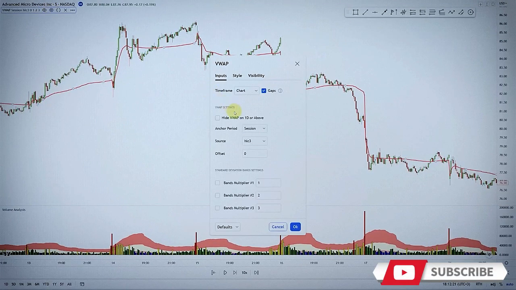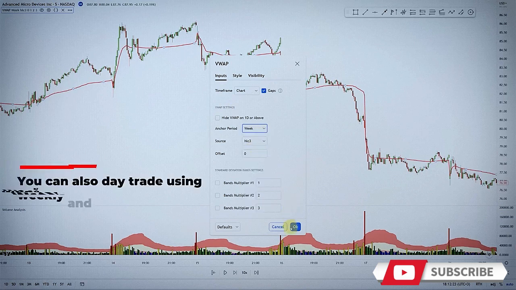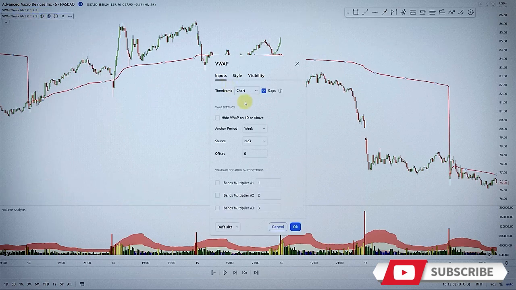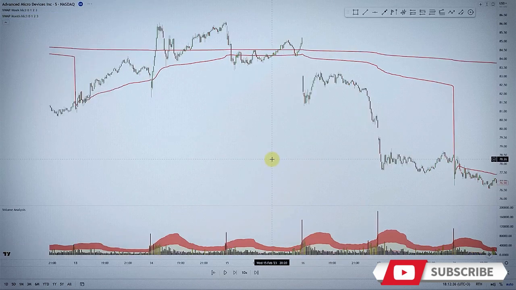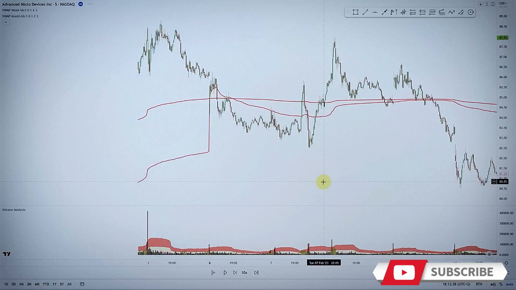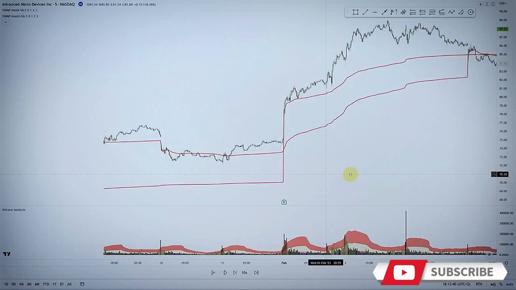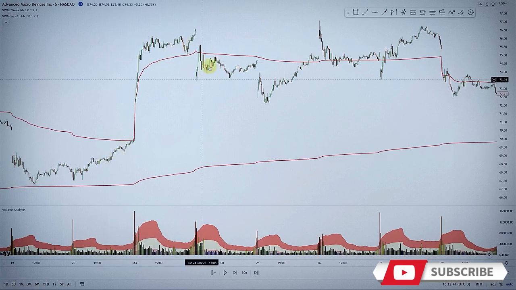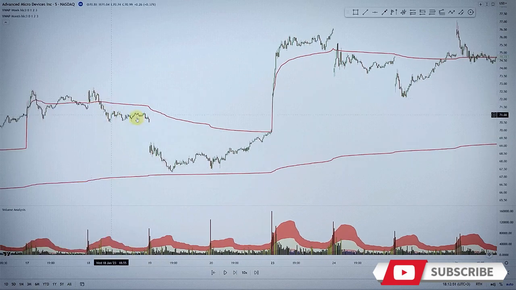Most day traders are using the daily VWAP, but you can also day trade based on the weekly and even monthly VWAP. Weekly VWAP shows you the trend depending on where the price is trading, above or below in relation to the VWAP line. Again, one of the simplest uses of the weekly VWAP is for finding pullback opportunities. The VWAP line acts as a support if the price is trading above it, and as a resistance if the price is trading below it.